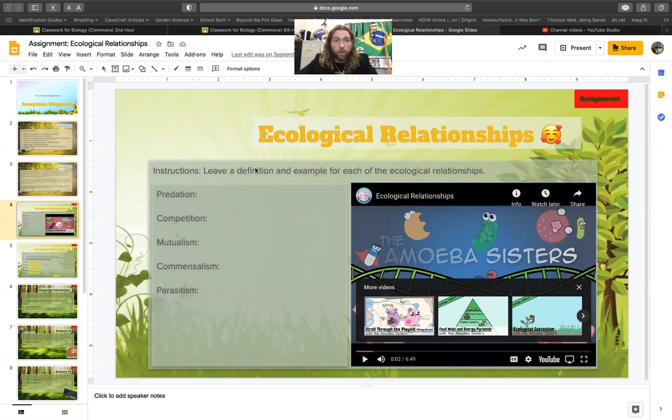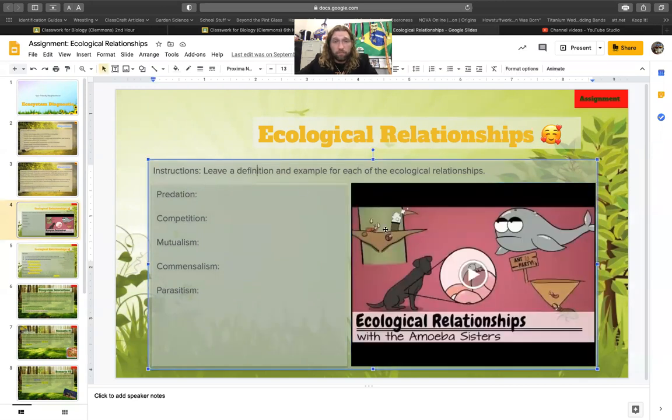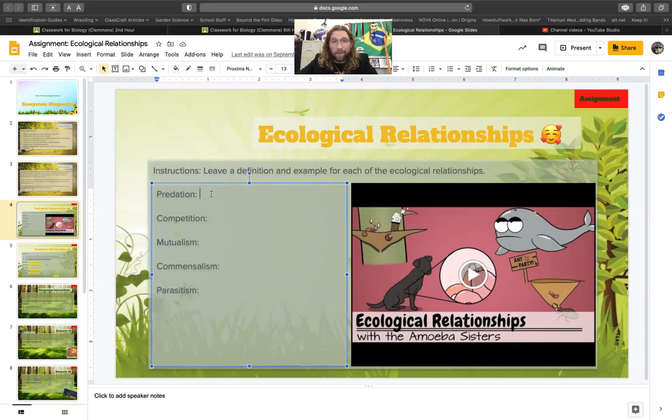Now, you are going to leave a definition. I prefer the definition from the Amoeba Sisters video if possible of each of these, as well as an example. So you're not just going to tell me that predation is when one creature eats another organism, but you're also going to give me an example. Don't just say beetle and leaf. Say, an example of predation is a beetle eating a leaf. And boom, that would be it, right?